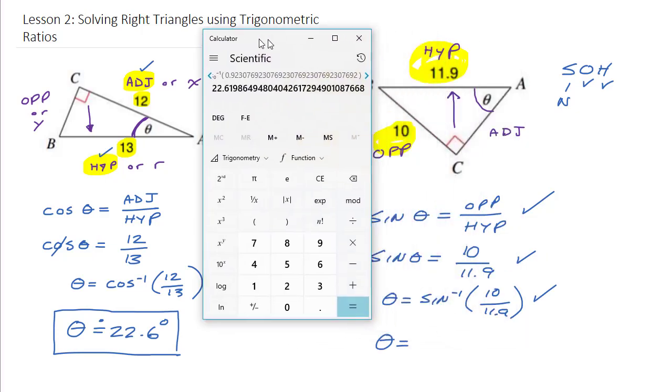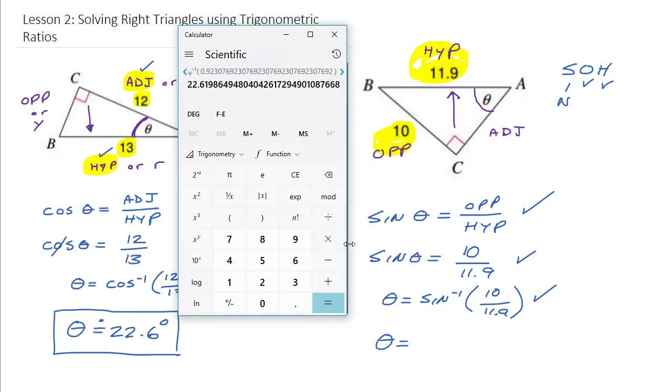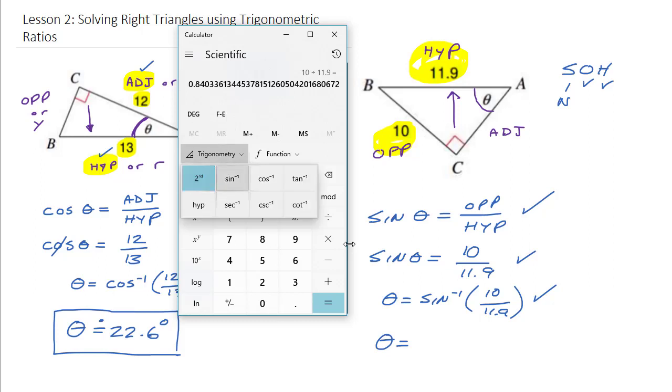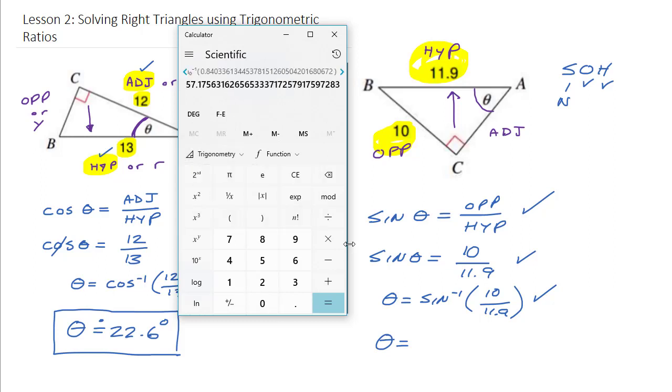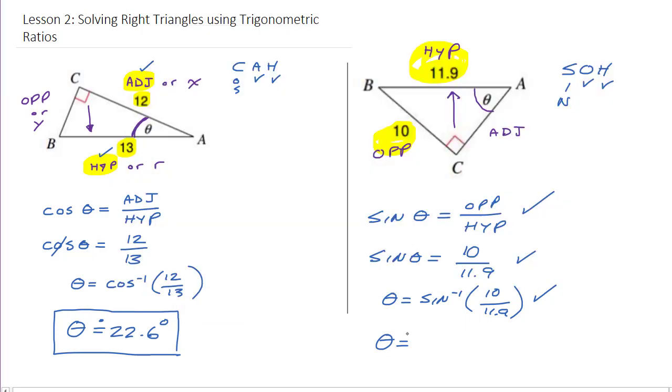So most calculators, you actually hit second sine first to get the sine inverse, and then you punch your numbers in. On this one, I have to do it in the opposite order. So I have to go 10 divided by 11.9. Okay, and I got that, and now I have to go to my trig, hit second sine, and I get 57.17, so we're going to say about 57.2. There we go. 57.2 degrees approximately. There's the angle. Done. All right, let's do some more.